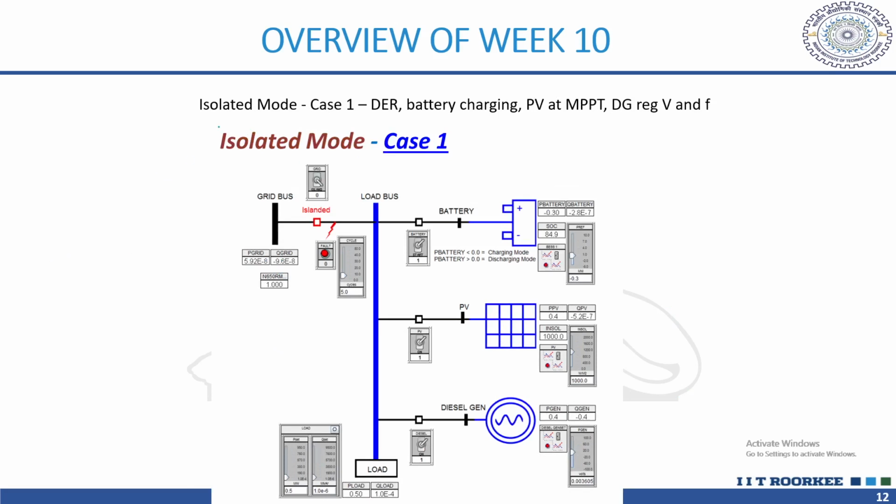Then coming to the isolated mode of operation. Here we don't have the grid with us, so P grid will always be 0. In this condition, we will now activate the diesel generator in isochronous mode. Basically, we will derive the P support from the diesel generator if required.